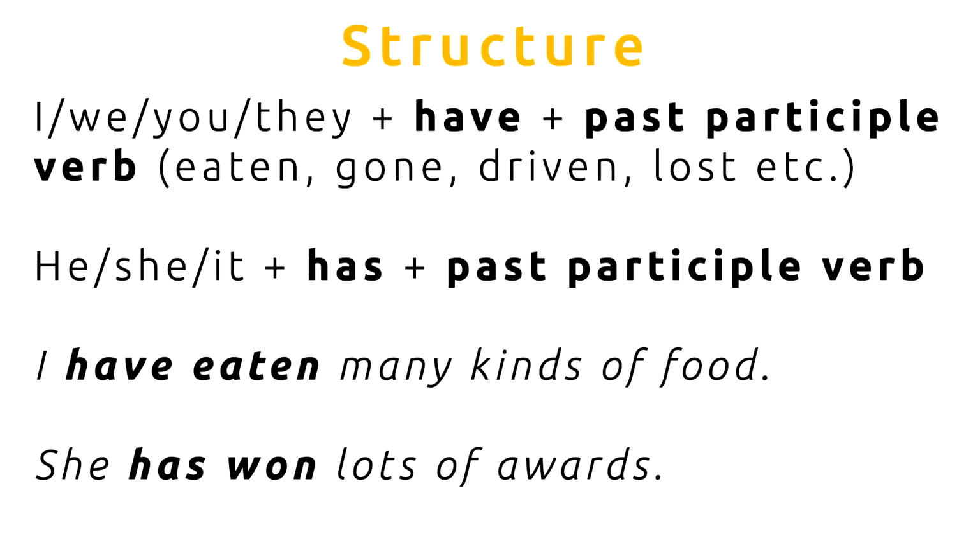So we use I, we, you, or they, plus have, plus a past participle verb. For example, eaten, gone, driven, lost, etc. When we use he, she, or it, we use has plus a past participle verb. So he, she, and it, remember, can include a person's name. For example, Jane or Anthony. If we use a name, we also use has plus past participle verb.